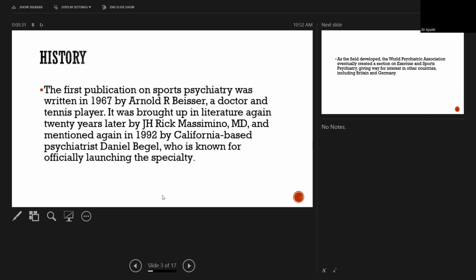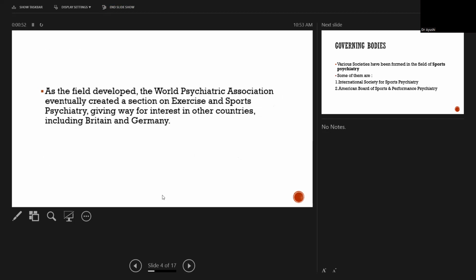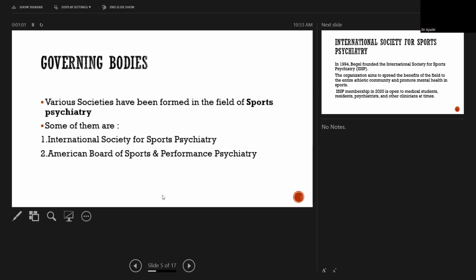History. The first publication on sports psychiatry was written in 1967 by Arnold R. Weiser, a doctor and tennis player. It was brought up in literature again 20 years later by J.H. Rick Massimino, MD, and mentioned again in 1992 by California-based psychiatrist Daniel Beagle, who is known for officially launching the specialty. As the field developed, the World Psychiatric Association eventually created a section on exercise and sports psychiatry, giving way for interest in other countries, including Britain and Germany.